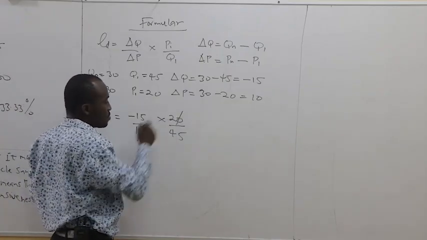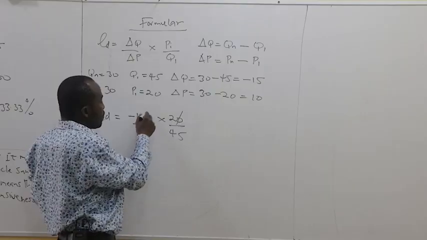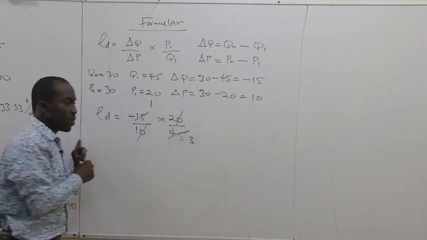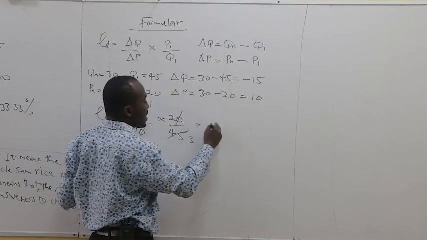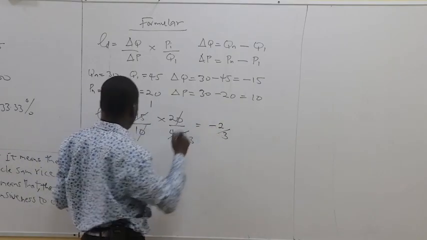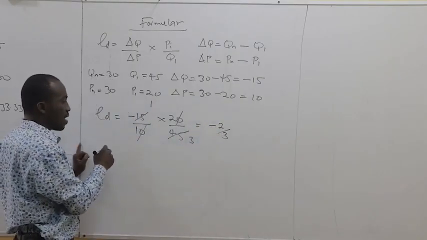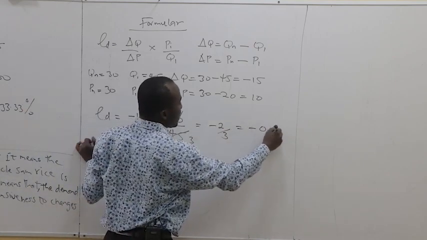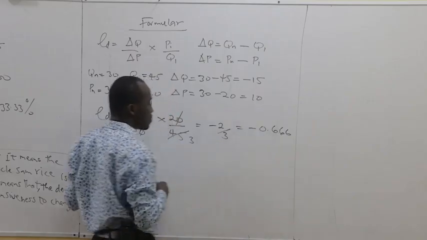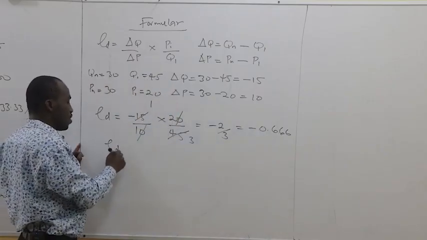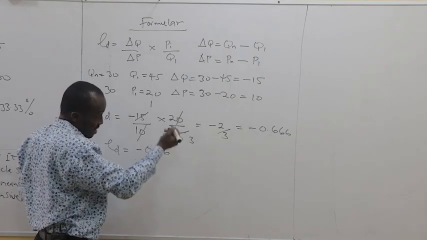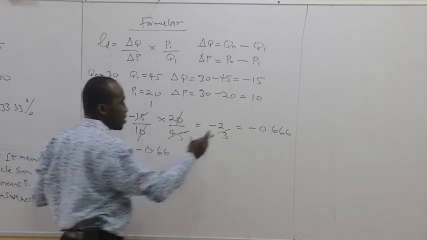The 0 will cancel the 0. 15 goes into 15 once, and 15 goes into 45 three times. So what do we have? We have negative 2 divided by 3. And when you divide negative 2 by 3, you get negative 0.666, and it continues. So the elasticity is equal to negative 0.666, whatever, 0.6, it's okay.